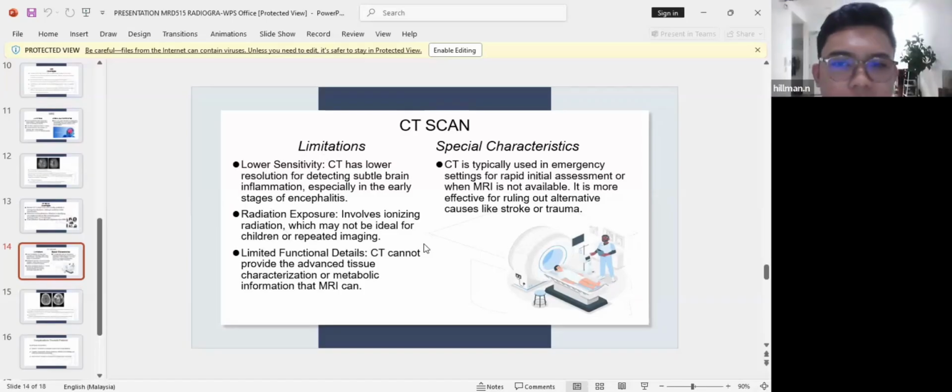A special characteristic that CT scan possesses is it is typically used in emergency settings for rapid initial assessment or when MRI is not available. It is more effective for ruling out alternative causes like stroke or trauma.